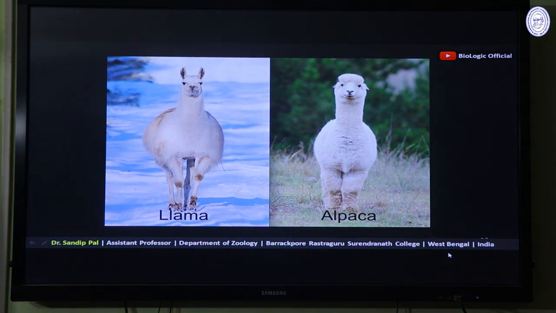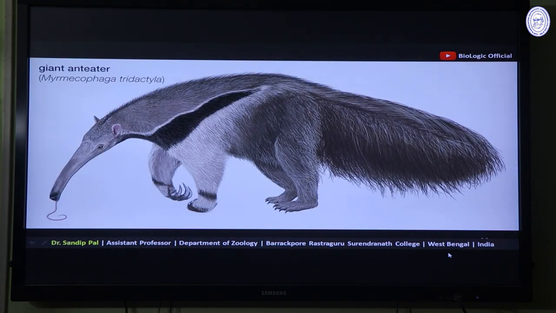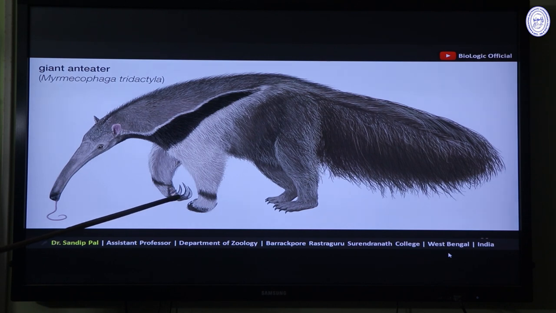Next, llama and alpaca. They are the relatives of camels. They are found in Peru. This is a giant anteater, Myrmecophaga. So from the name you can understand that their food is ant, and they have this elongated sticky tongue with which they eat the ants. And they have long nails in their front toes.